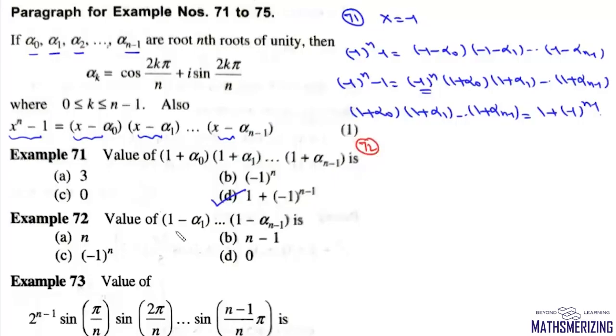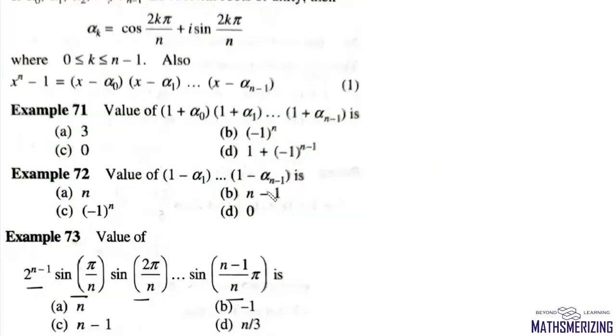we need to find the value of (1 − α₁)…(1 − αₙ₋₁). Now this is a standard result. We know that (1 − α₁)(1 − α₂)…(1 − αₙ₋₁) is simply n, and that's your option A. We get this result by taking this limit x tends to 1, and here α₀ is 1. So for 72, the answer is A.